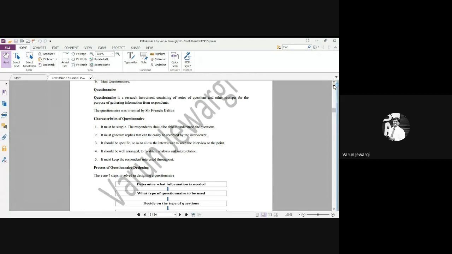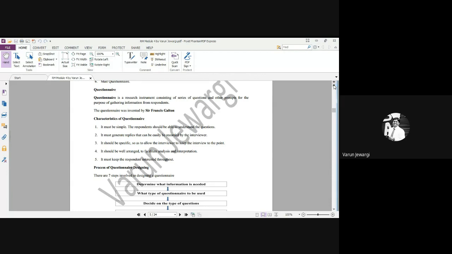Then it should be well arranged. When I say well arranged, it should go in an order. First you're supposed to ask his name, his details, then go in a very systematic order. Do you use shampoo? If you are using shampoo, what brand are you looking for? What features are you looking for? What package are you looking for? What quantity are you looking for? So it should go in order. You should not ask his address first, then shampoo second, then the phone number third. No, it should go in order. The questions should be very well arranged.